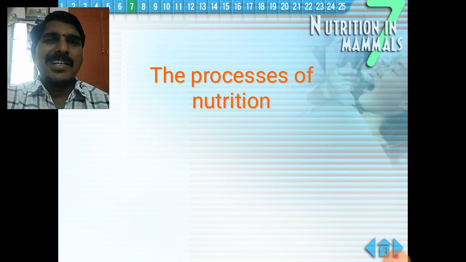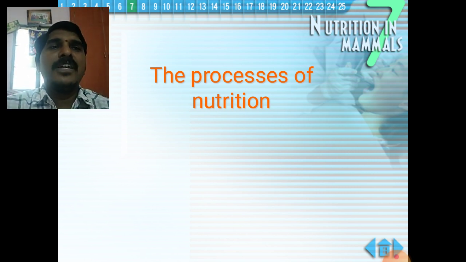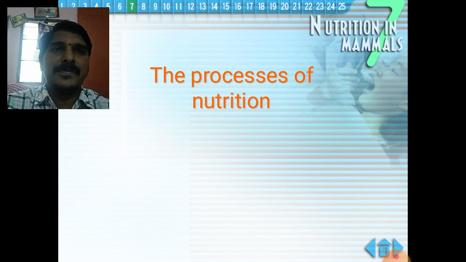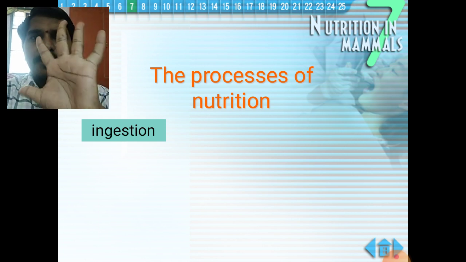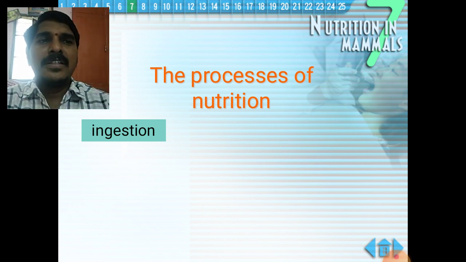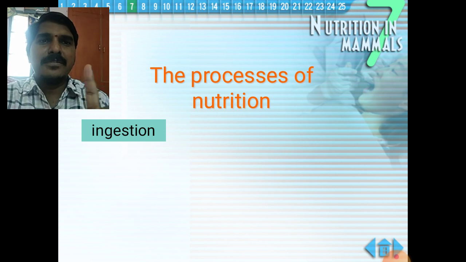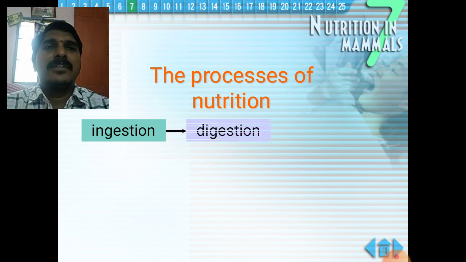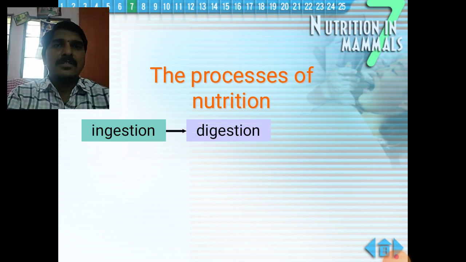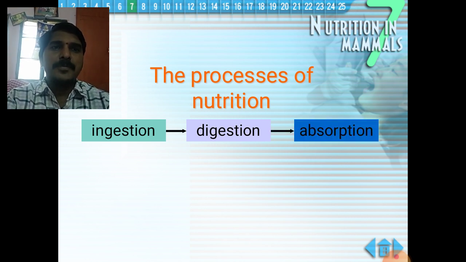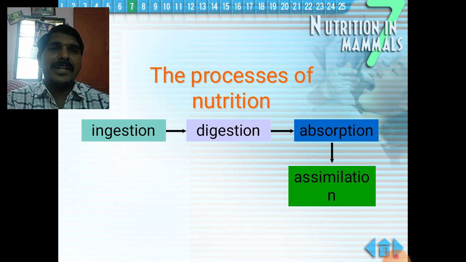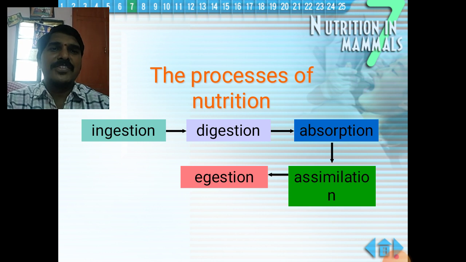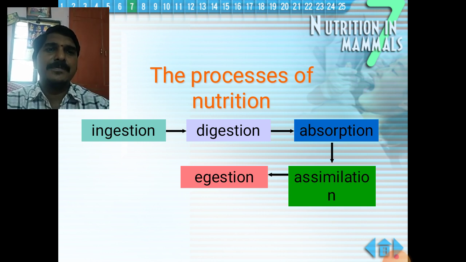Now we will see what are the steps involved in the process of nutrition. So nutrition has mainly five steps. They are: first, ingestion, second, digestion, third, absorption, fourth, assimilation, and last one, fifth step is egestion. Now we will see what is ingestion.